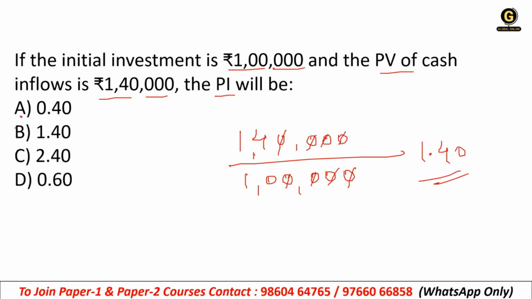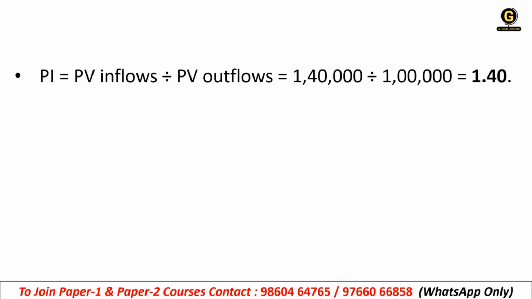Option B. Right? Option B will be the correct answer. Here you can see, PV inflows divided by PV outflows, 1,40,000 divided by 1 lakh. The right answer will be 1.40.